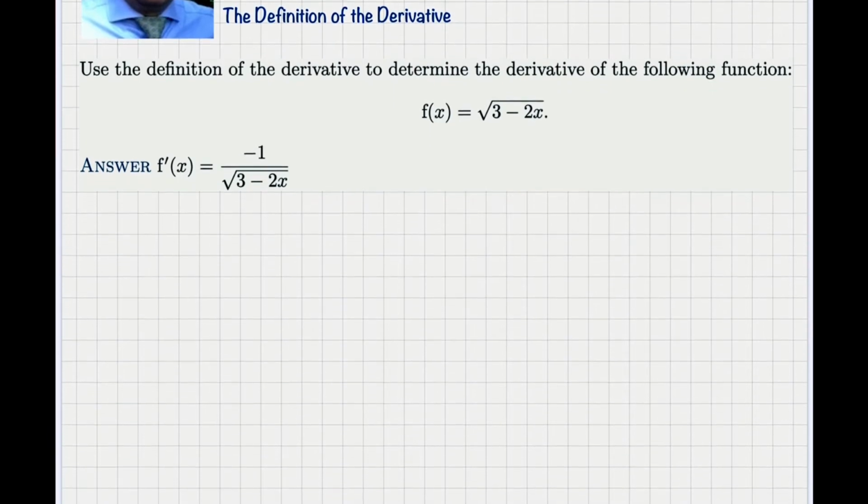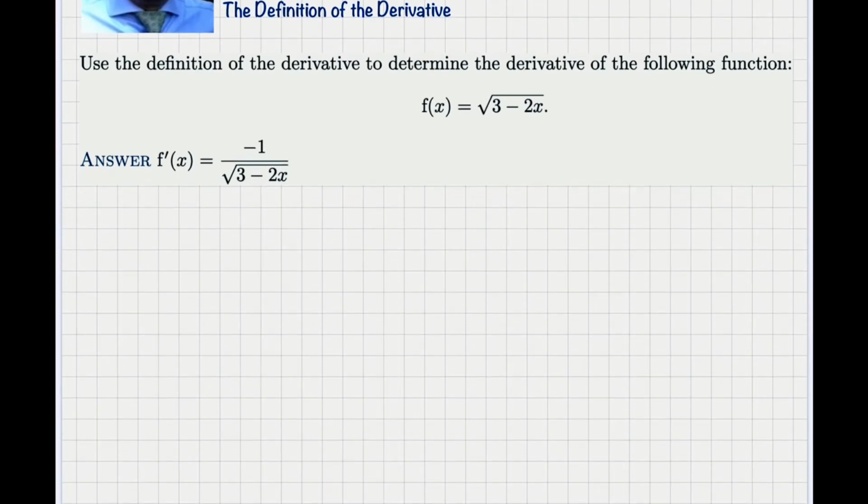Because it has been mentioned in the problem that I'm supposed to use the definition of the derivative to find this derivative, I will start with the famous definition of the derivative. f prime of x is the limit of f of x plus h minus f of x, divided by h, when h goes to 0. Okay, so then this becomes the limit as h goes to 0.